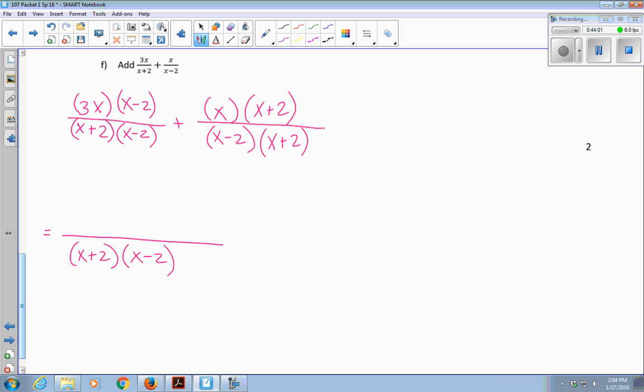So I'm just going to multiply first, right? Because the order of operations says multiply before add. So I'm going to multiply 3x times x minus 2, and I get 3x squared minus 6x. And then when I multiply x times x plus 2, I get x squared plus 2x. And now I can add like terms in the numerator. 3x squared plus x squared is 4x squared. Negative 6x plus 2x is negative 4x.